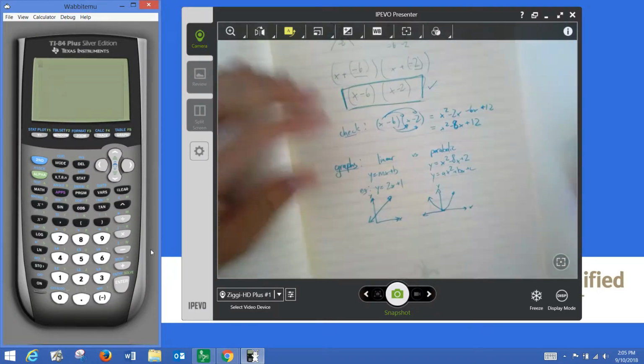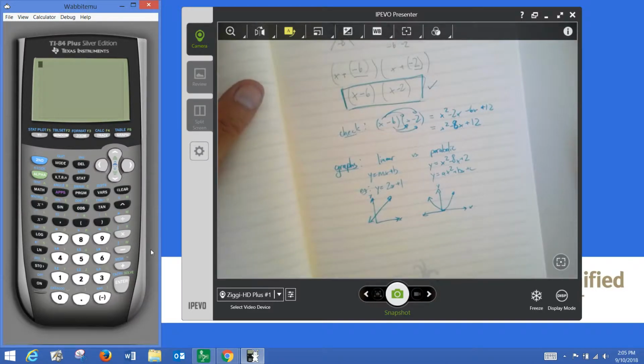So I believe in some of your work, you're going to have to graph this and make t-tables and graph it out, but this is what you should be expecting to see. So let me show you what that's going to look like on your graphing calculator.